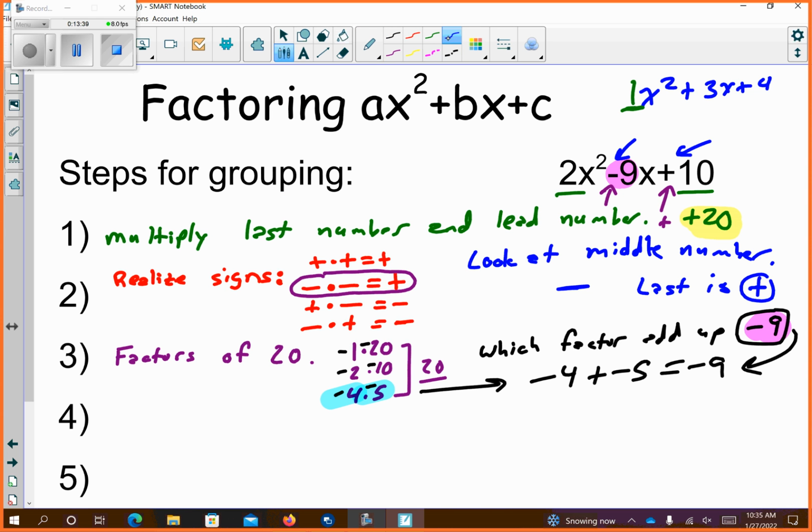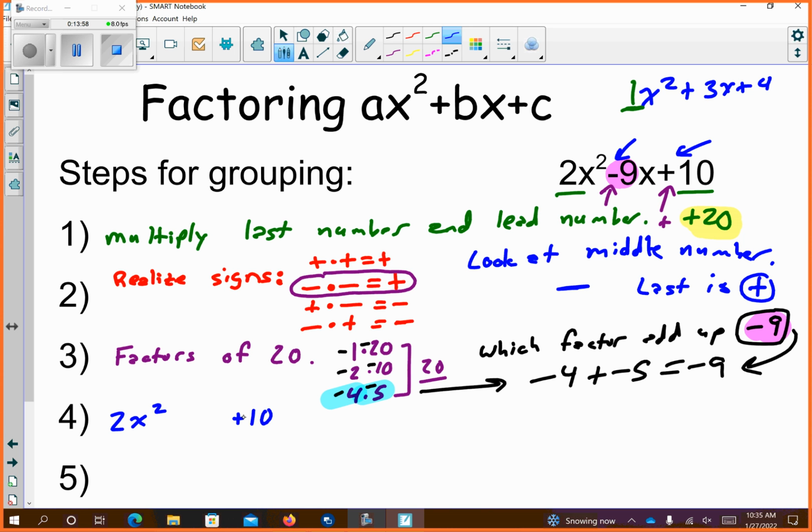From there, I'm going to just do this. Ready? 2x squared, make a space, 10. The 2x squared comes from the very first term. The plus 10 is the very last term.